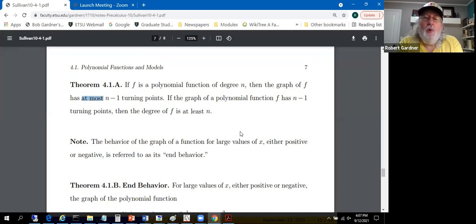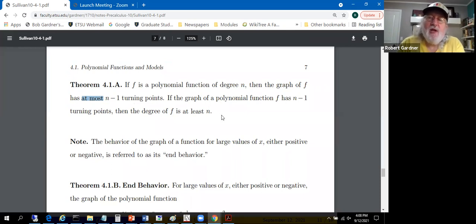But what this tells you, as we'll see when we look at pictures, is that if there's a bunch of turning points, then this curve must be really wiggly. It goes up and it comes down, it goes up and it comes down, it goes up. So it wiggles a bunch if it has a lot of turning points. If n is big, then it's going to potentially have a lot of turning points. So when you see a wiggly graph, if it's a polynomial function, it must be a high degree polynomial because it wiggles a bunch.